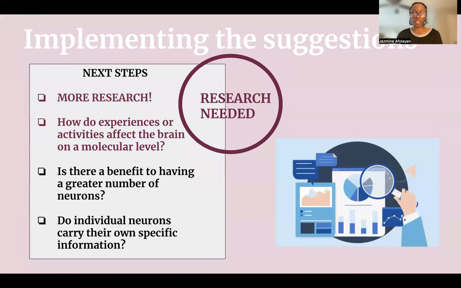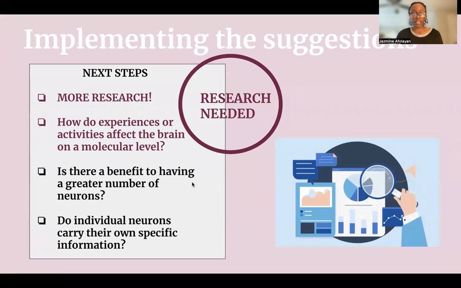And so now on to implementing these suggestions. Of course, we need a lot more research since this is really just based on a layman's understanding of neuroplasticity and neurogenesis. So how do experiences or activities affect the brain on a molecular level? Can things as simple as playing chess actually affect the brain all the way down to the neuron? Is there a benefit to having a greater number of neurons? And also, do individual neurons carry their own specific information?